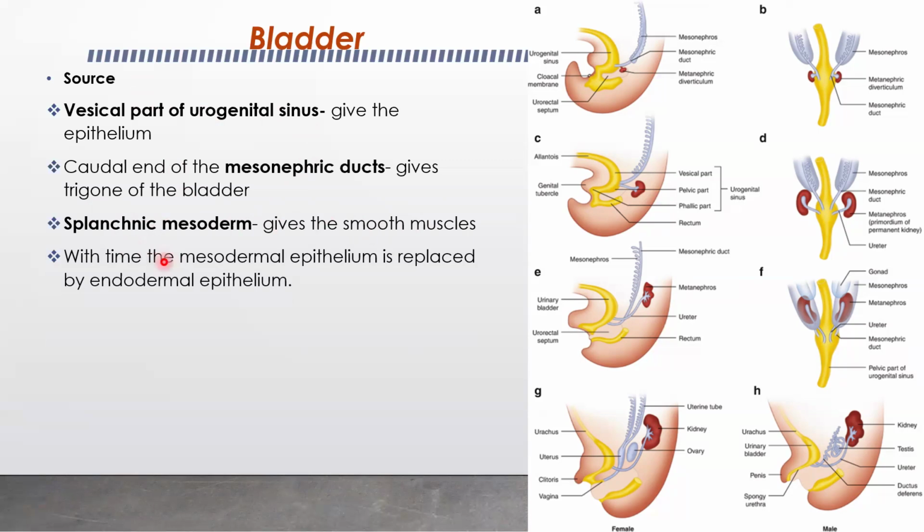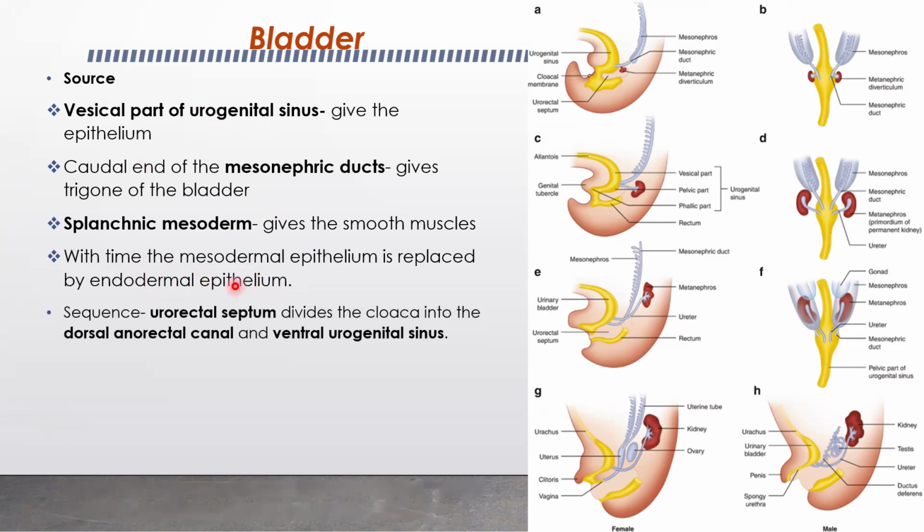Within time, the mesodermal epithelium is replaced by the endodermal epithelium. So appreciate that the initial epithelium of the bladder comes from mesodermal origin, but with time, it will become replaced by endodermal epithelium. That's the reason why the vesical part of the urogenital sinus cells will migrate and form the epithelium of the bladder. And then the other thing is that the urorectal septum divides the cloaca, as we mentioned earlier, into the dorsal anorectal canal and the ventral urogenital sinus.